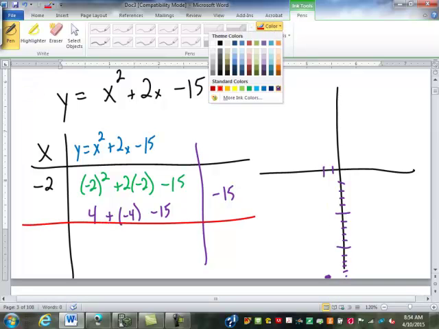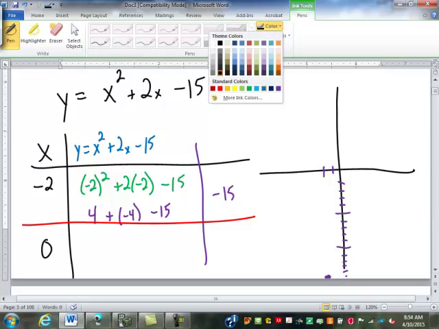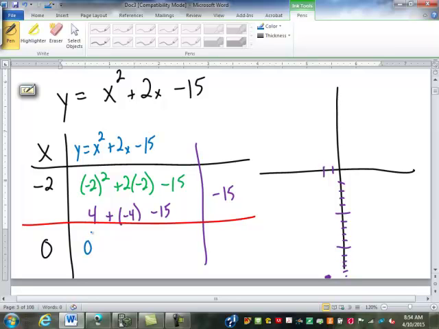Now we had picked 0. If x is 0, what's y going to be? Well, it would be 0 squared plus 2 times 0 minus 15. What's 0 squared? 0. What's 2 times 0? 0. So you get 0 plus 0 minus 15, which ends up being -15 again. So that gives us a point right there at 0, -15.